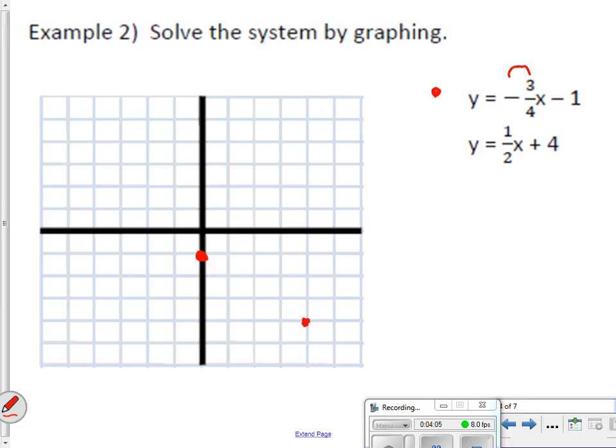Now, if we go in the opposite direction, that means we're also going to be going up 3 and left 4. So 1, 2, 3, and 1, 2, 3, 4. This would be another spot. Now, again, we can just connect this line.